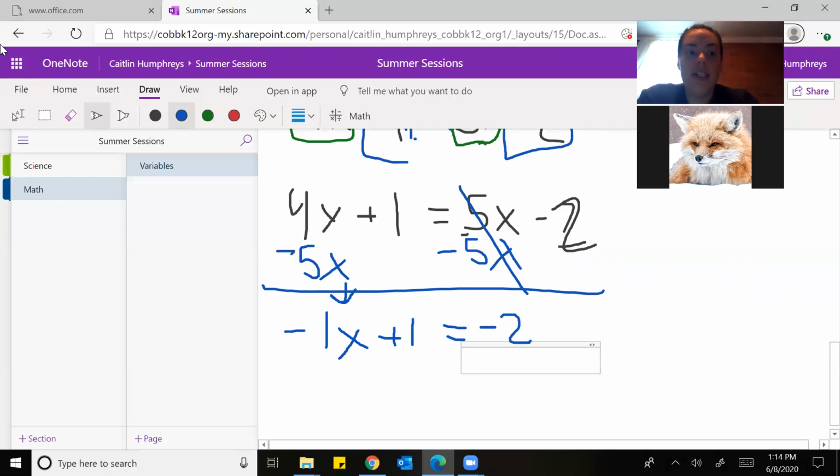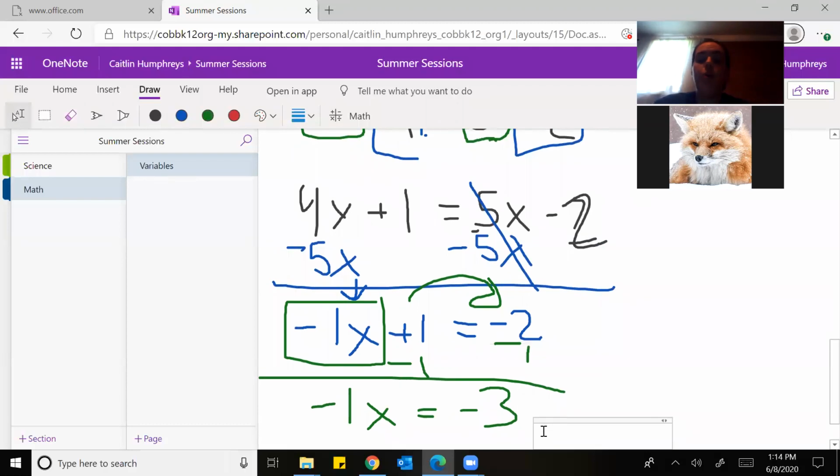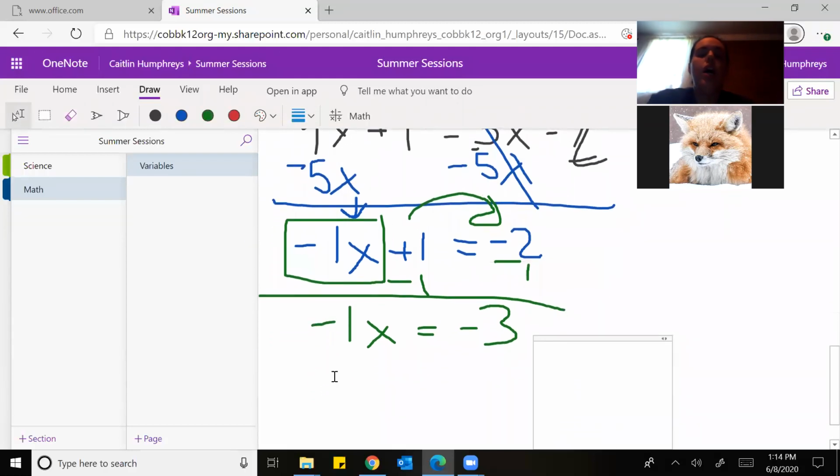I need x's on one side, numbers on the other. So in order to get this positive 1, I have to do inverse, negative 1. Now I'm left with negative 1x is equal to negative 3. Because if I owe you $2 and I borrow another $1, I owe you 3. Now, here's where we're just going to add more steps of math that we could avoid later, and I'll show you how to avoid it later.